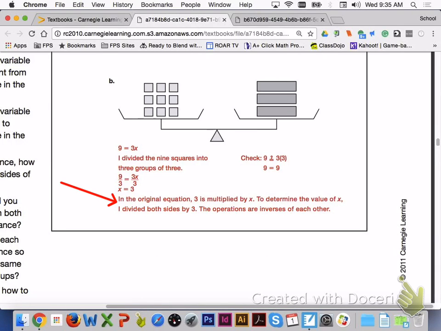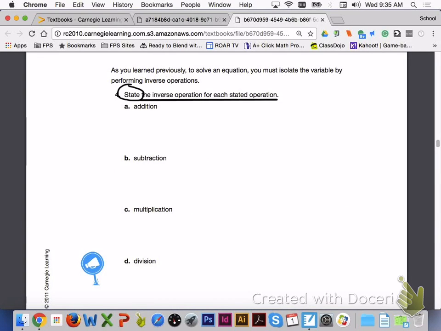And for letter B, in the original equation, 3 is multiplied by x. In order to determine the value of x, you need to divide both sides by 3. The operations of multiplication and division are inverses of each other. As you learned previously, to solve an equation, you must isolate the variable by performing inverse operations. Please answer number 4, letters A through D with your group members.